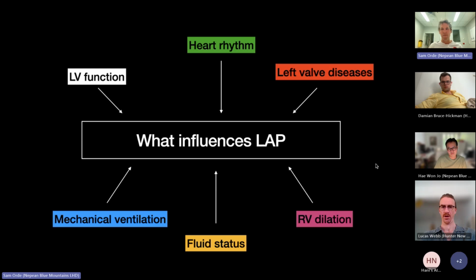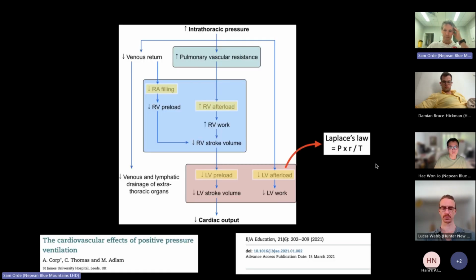Here, let's have a think about what influences left atrial pressure. We've got LV function, arrhythmias, valve disease, RV dilation, fluid status already shown, and mechanical ventilation. So let's go through a couple of examples of these. Okay.